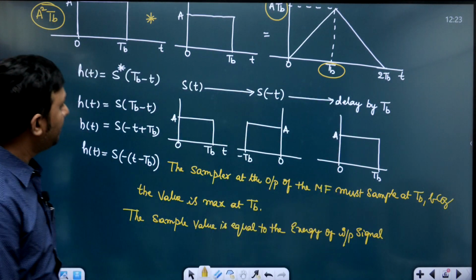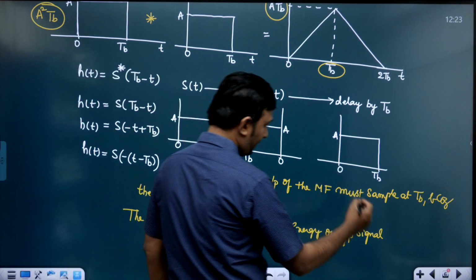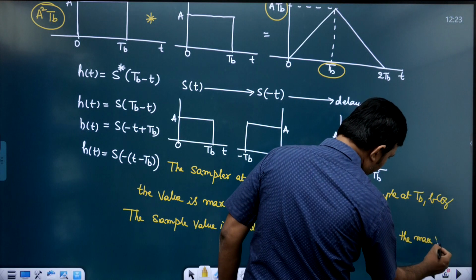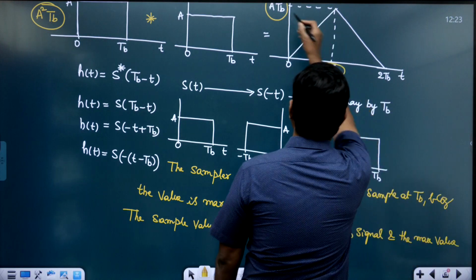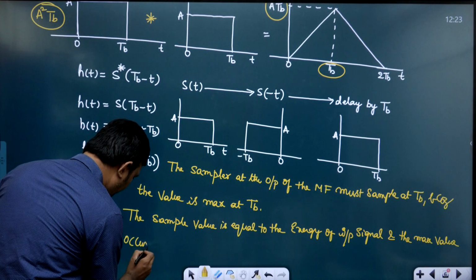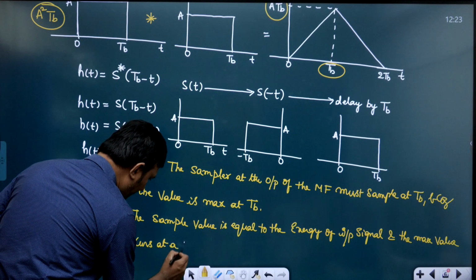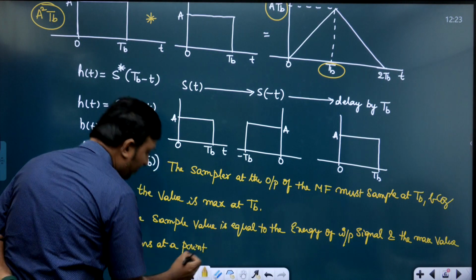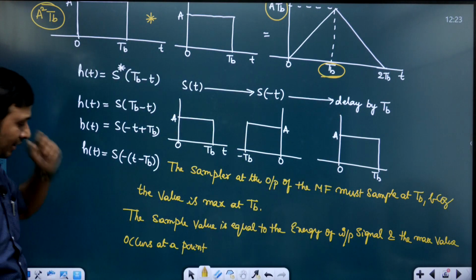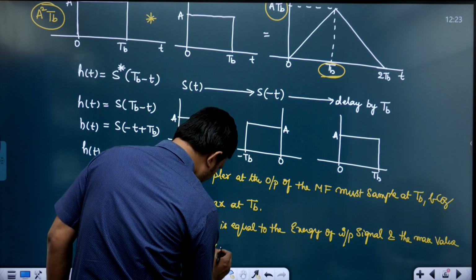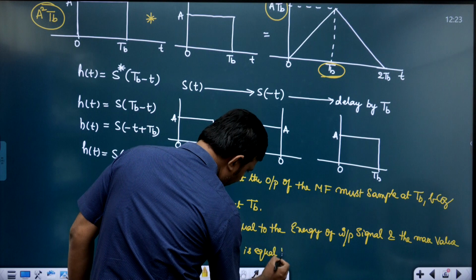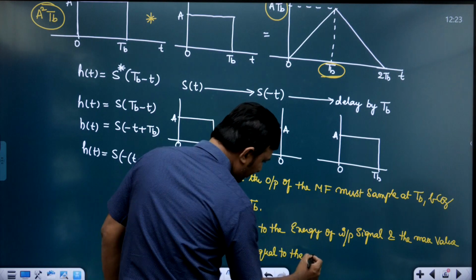and the maximum value, that is this energy of the input signal, and the maximum value occurs at a point, that is at tb, which is equal to the duration of the input signal.